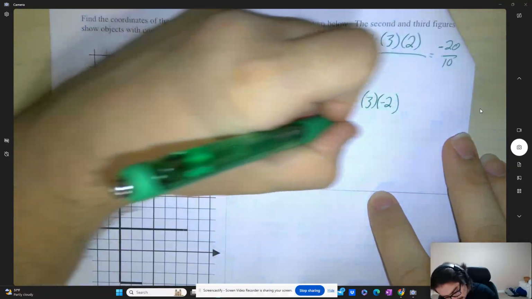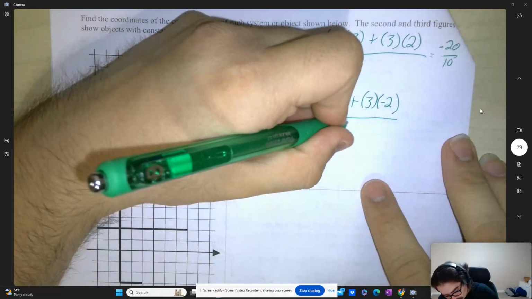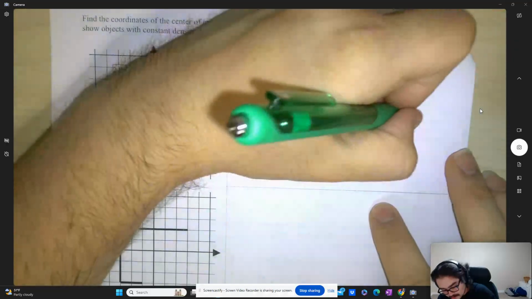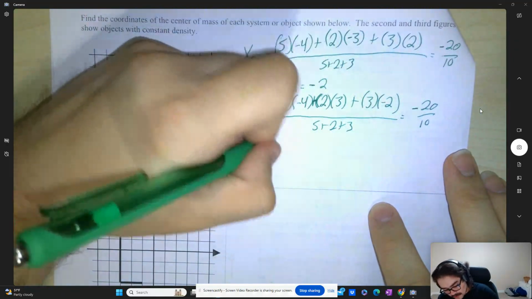Do you see that these are basically the same? These are the exact same setup. You see that these are actually going to be equivalent to each other. You see that, right? And so that also gives you -20/10, which is also -2.